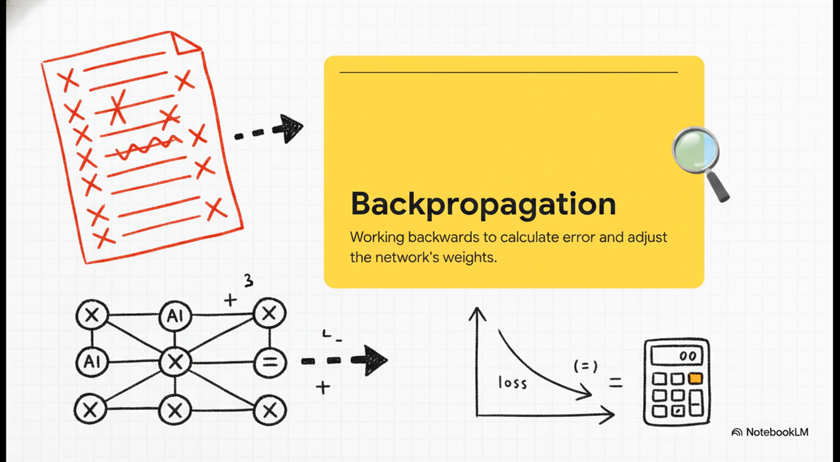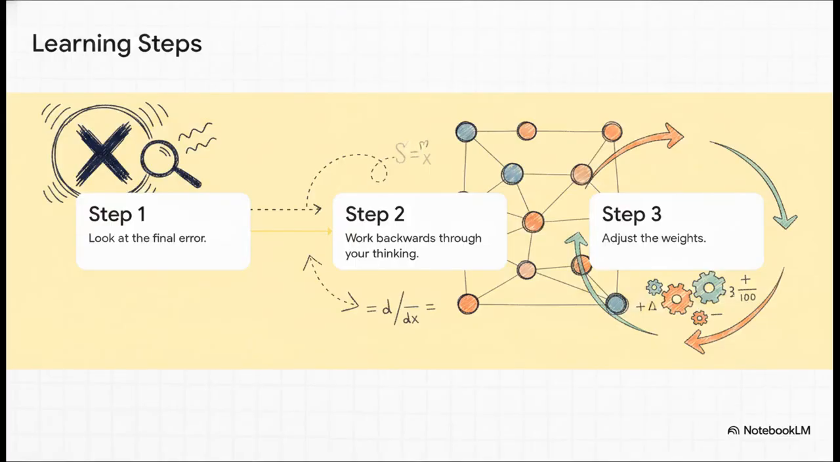Once the AI knows its error, it uses this brilliant algorithm called backpropagation. Backpropagation is basically the network staring at that red mark test, calculating the exact size of its mistake, and then working backwards through all those layers of chefs to adjust the weights of its connections. So it's this very literal step-by-step process of learning from mistakes.